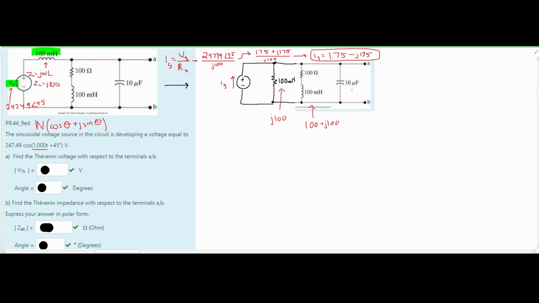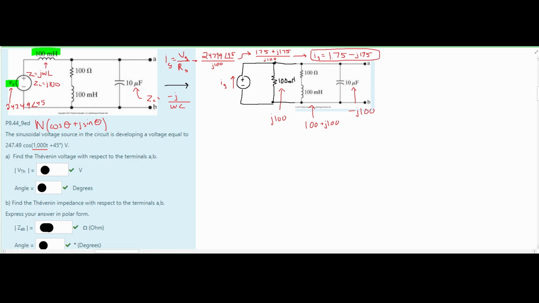Next, we need to convert this 10 microfarads. And the formula for this, I'm going to do it over here, is that we're going to have our Z of C equal to negative J over our omega times C. So when we plug this into a calculator, we're going to have negative 1 divided by 1000 times 10. And since this is micro, we want it just in farads, so we're going to multiply it by 10 to the negative 6th. All that's in the denominator. And we are going to get a negative J times 100.